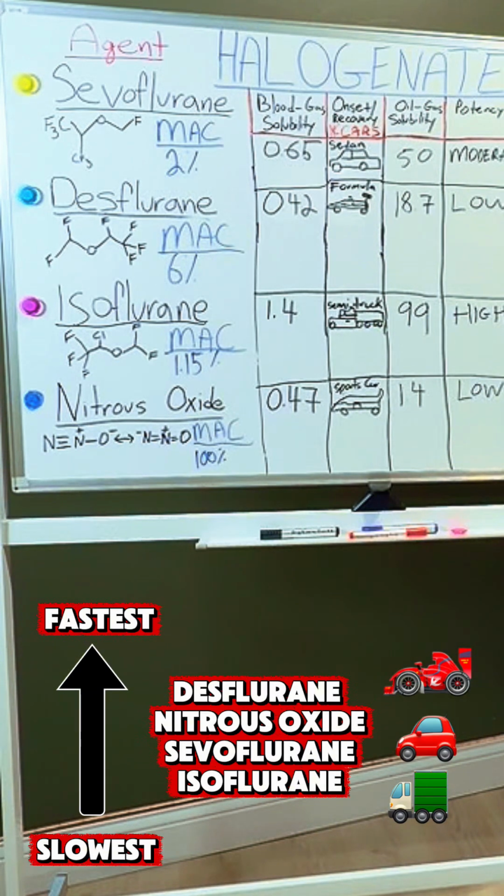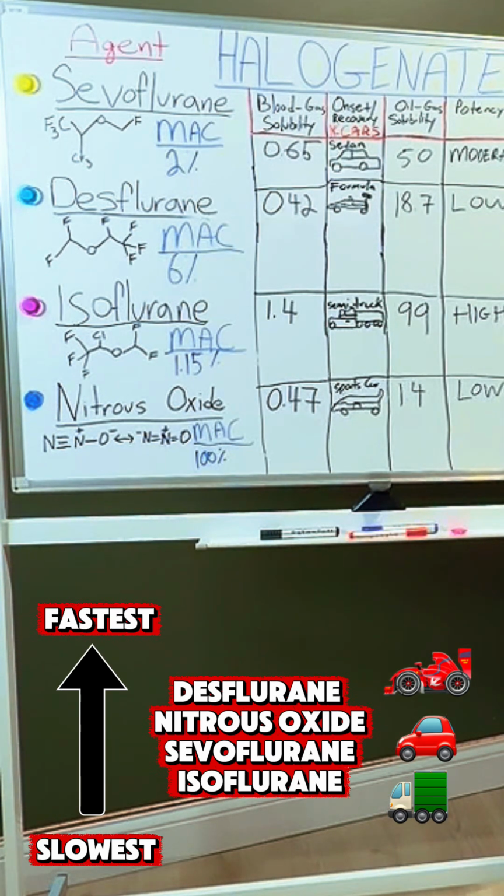And then isoflurane is like a truck or a semi-truck, as you can see here by my picture. It's a lot slower. It takes a long time to get up to speed, and then it takes a long time to slow down. It has a lot of inertia. And again, that's because it has a higher blood gas solubility of 1.4. So the induction is slower, emergence is slower, but again, it's stable and reliable, which makes it useful for longer cases.